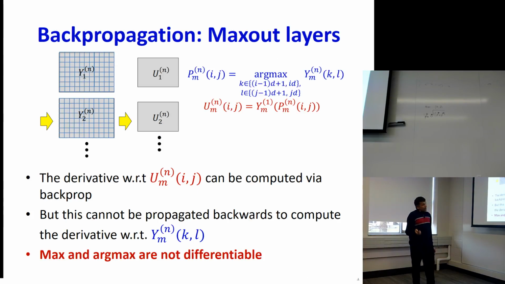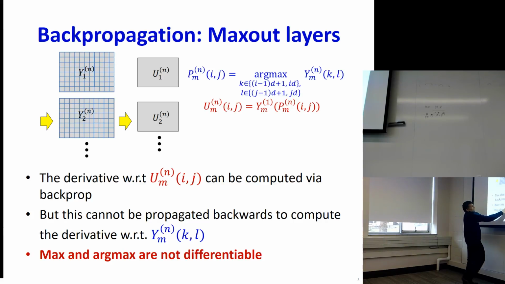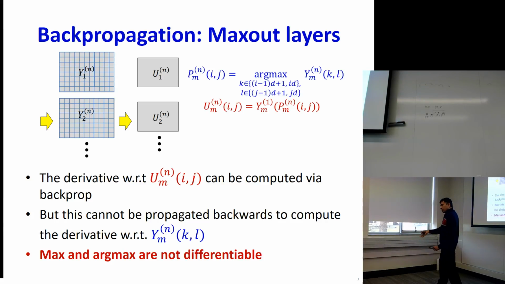So in the case of the max out, remember what we did was at each location we found the position of the max, and then we read the value of the max, right? Now, the derivative of the output of the max out cannot be computed in regular backprop, but we can compute it backwards. We can sort of pass it backward to the appropriate pixel value in the previous layer.